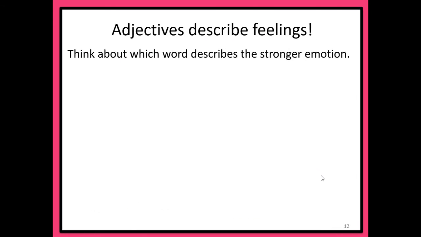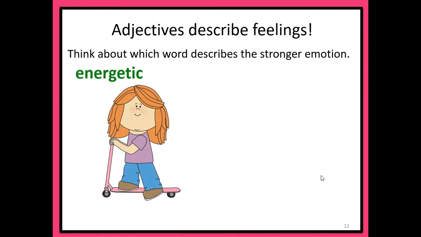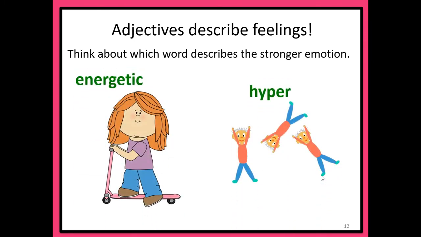These are also great words to think about with our characters. Right? So to pay attention to when our characters are feeling a certain feeling, my character is sad or my character is distraught. So energetic and hyper. Which of these is the stronger emotion? Yes, hyper. Energetic just means like I've got a lot of energy, I'm going to go outside and play, I'm moving around a lot, but hyper is like I can't control that energy. I can't control it.